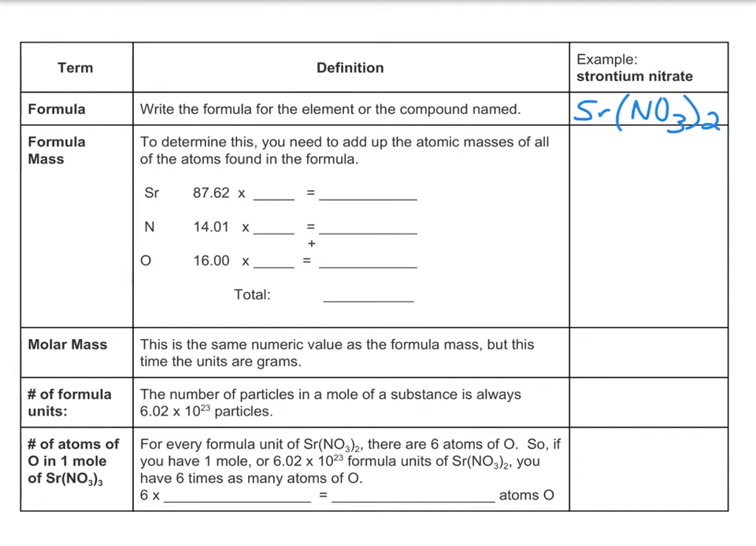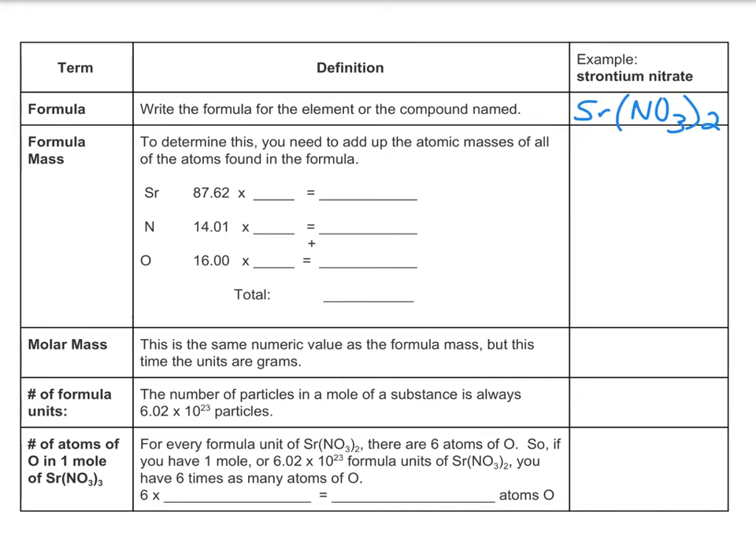Next, I'm asking you for a formula mass. Notice it's called a formula mass and not an atomic mass because we have a whole formula here. To determine this, you're going to need to add up the atomic masses of all of the atoms found in the formula. So I've gone ahead and looked up the mass of strontium and nitrogen and oxygen off of the periodic table. You can confirm these numbers if you would like.